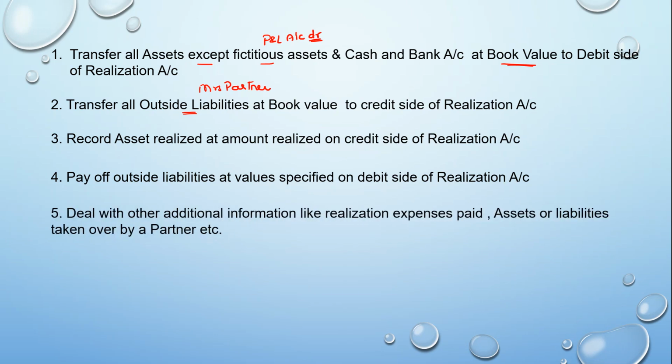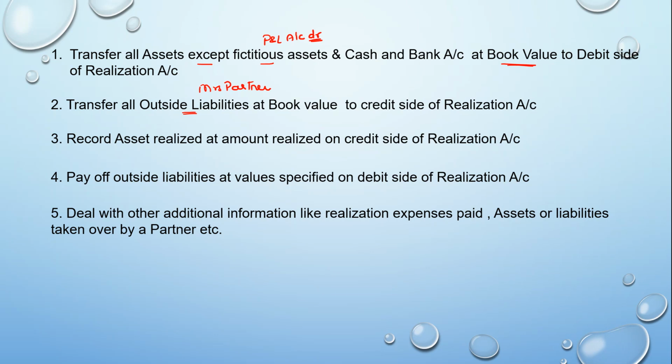The next step that is you go through other additional information. There will be other information like there might be realization expenses paid. You have to account for that. There might be some asset taken over by a partner which would come on the opposite side, that is on the credit side. You would debit the partner's capital account for the asset taken over and credit the realization account. There might be liabilities taken over by a partner. Then you debit the realization account and credit the partner's capital account. So this way you will have to deal with the rest of the items as given in the question.